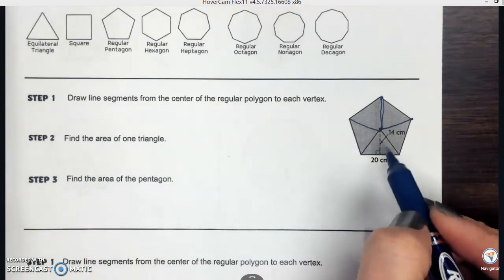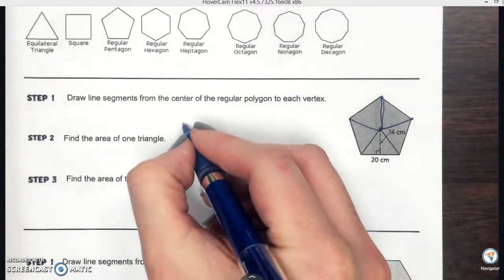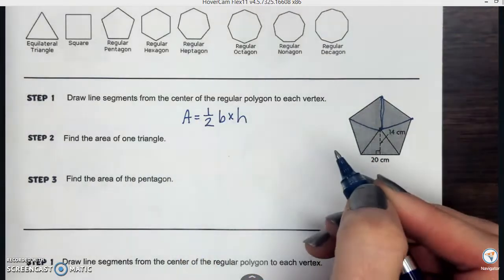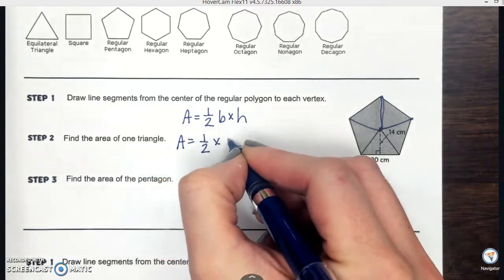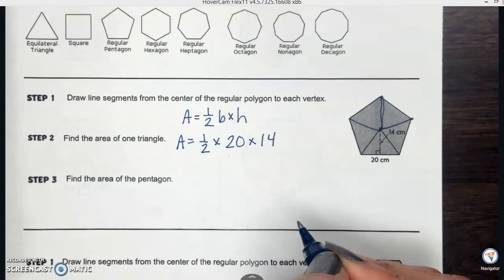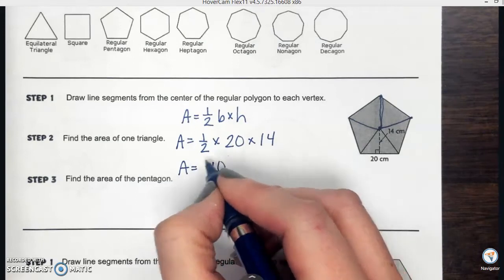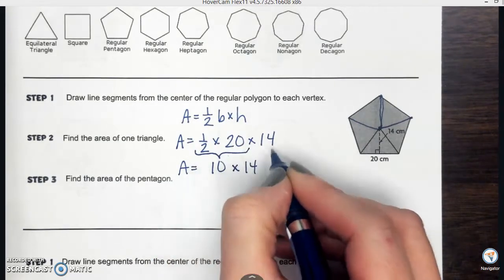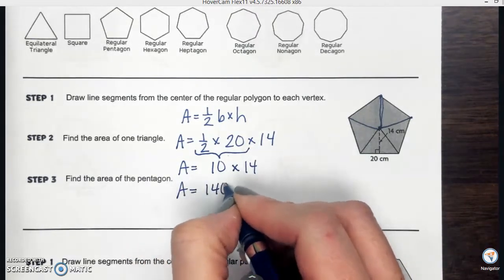Now we're going to find the area of one triangle. So we're going to take what we know about this triangle right here and use our formula. Area equals half base times height. So we're saying half of 20 times 14. Half of 20 is 10, so this is how I got this. And then bring down times 14, so 10 times 14 gives me 140.